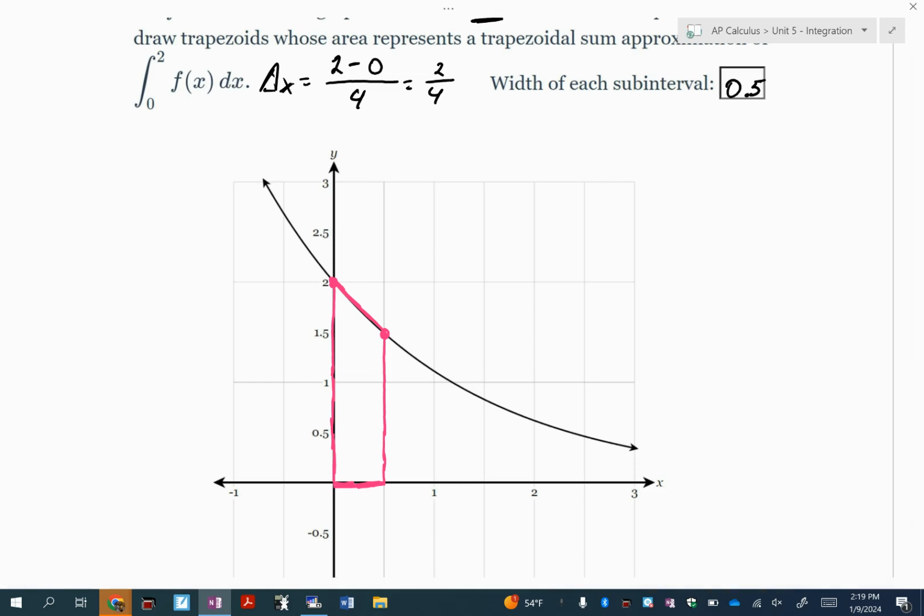Okay, so do the next one. Remember, how many do I need at the end? How many trapezoids? 4. You can probably already see it's looking a lot better, or at least in terms of approximation, it's going to be much closer. And the last one.